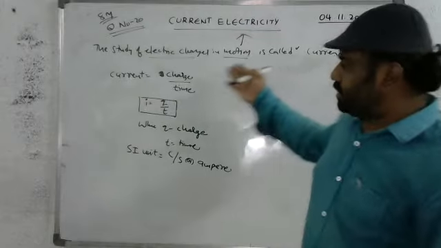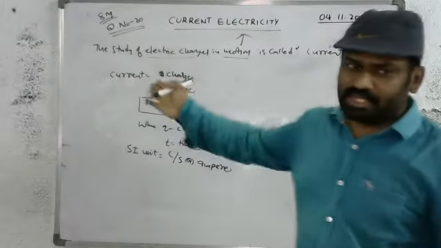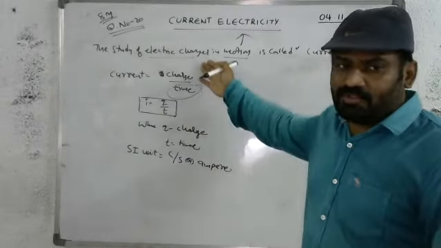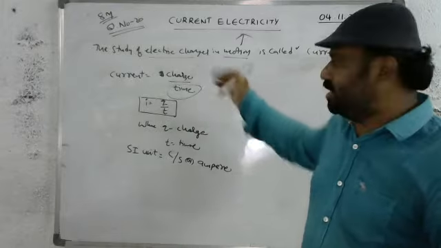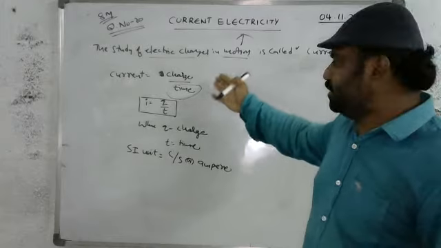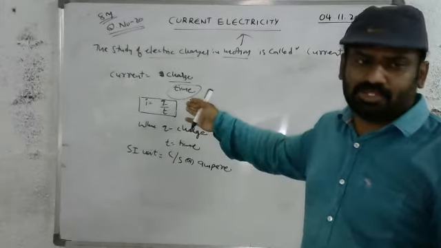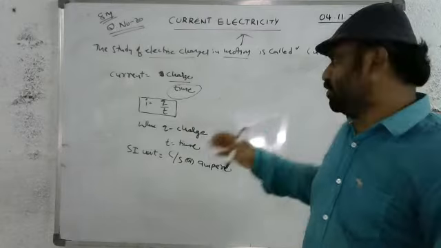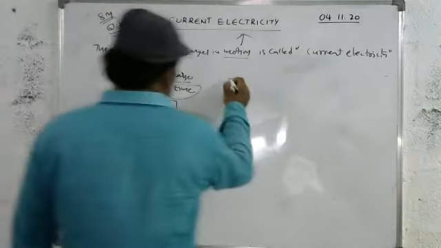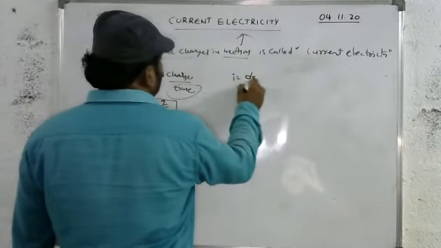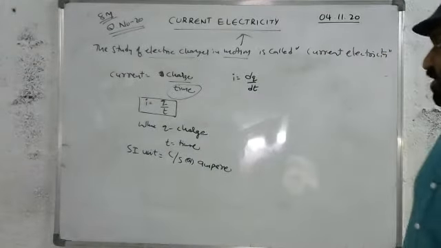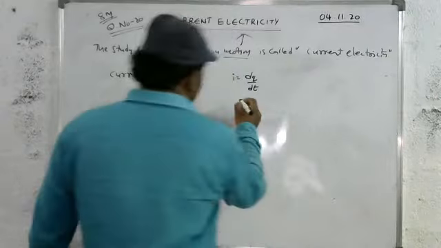So once again we will discuss the definition of current. Current means the rate of flow of charge through any cross section of a conductor. The rate of flow of charge through any cross section of a conductor is said to be current. You can write I is equal to Q by T, where Q is the charge and T is the time. In differential form, we can write I is equal to dQ by dt.